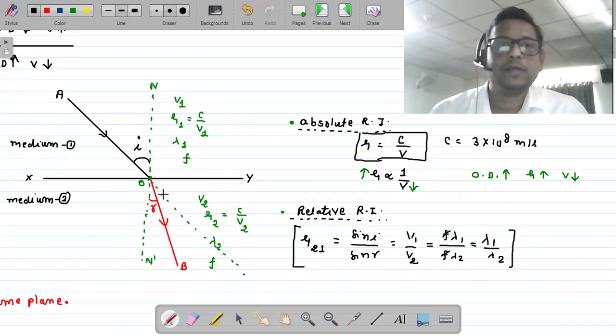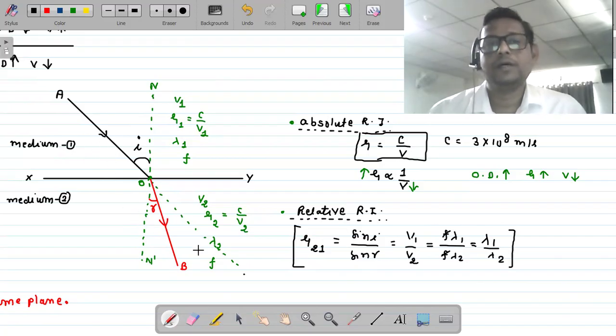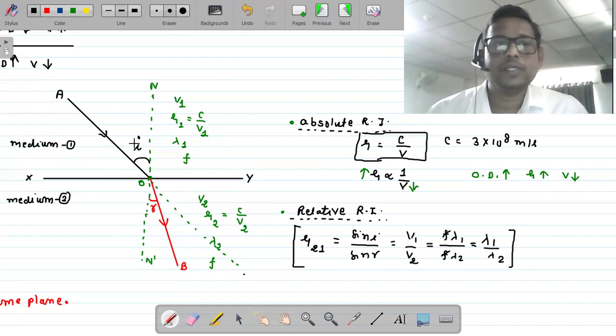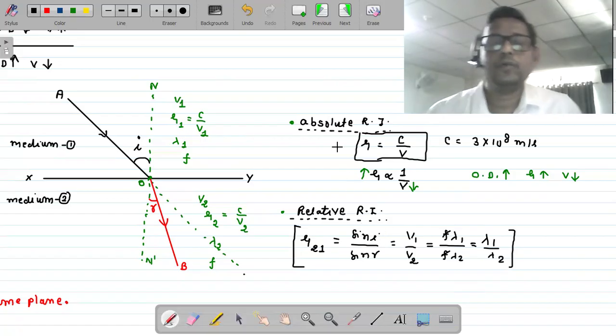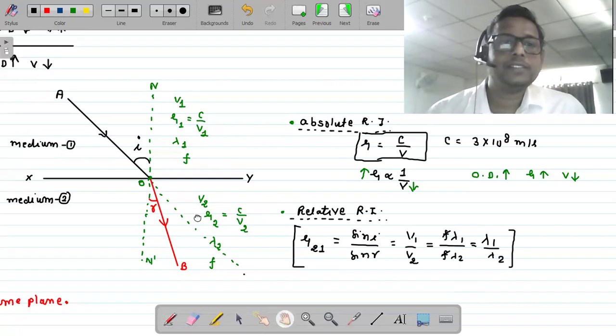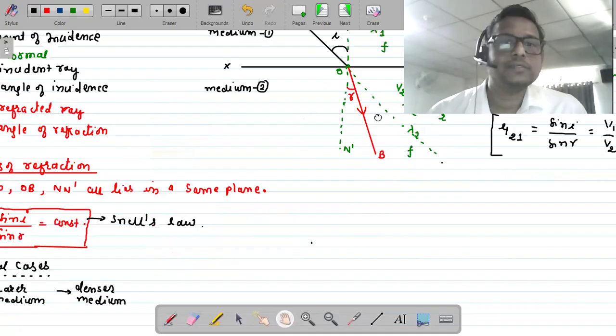So this is the relation for the relative refractive index when the light ray is traveling from one medium to another. According to this ray diagram, the light ray is traveling from medium 1 to medium 2, so the relative refractive index of medium 2 with respect to 1 is equal to sin I by sin R, equal to V1 by V2, and then lambda 1 by lambda 2. I hope now you all understand what the absolute refractive index and the relative refractive index are. Now let's move to our cases.